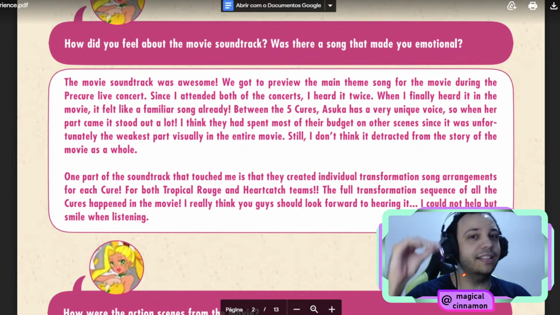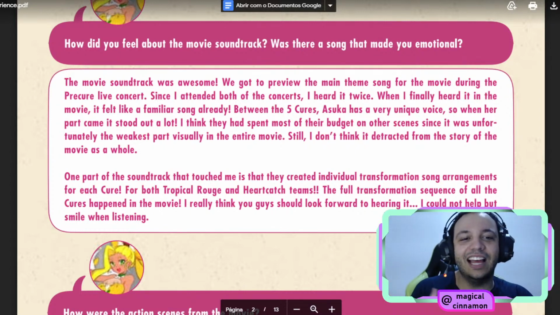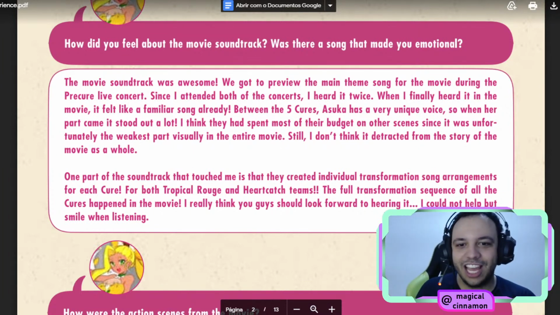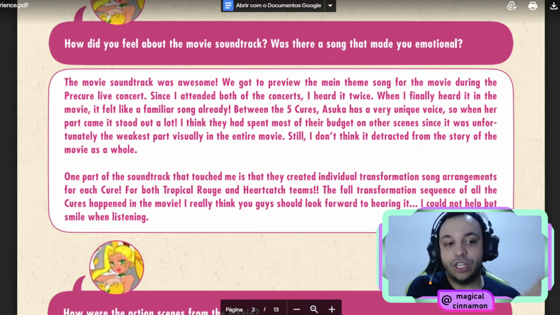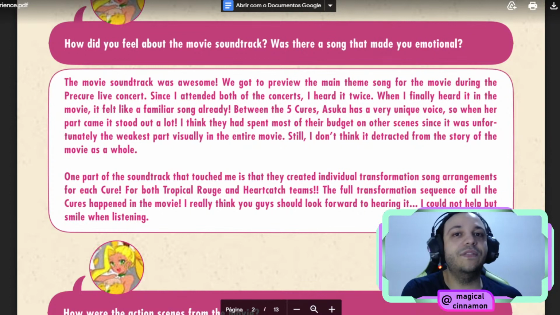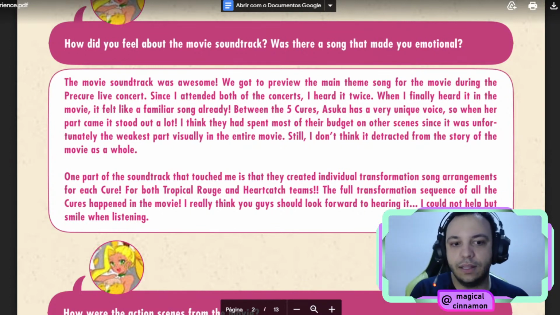And she answered that the soundtrack was awesome. She went to the PreCure live concert before the movie, so she already heard the songs prior to watching it. When she heard it in the movie, she felt like it was a familiar song already. She said that between the 5 cures, Asuka has a very unique voice, so when her part came out, it stood out a lot. And if you don't remember, there is a specific song in the movie that all the cures sang. All the voice actors sing this song.